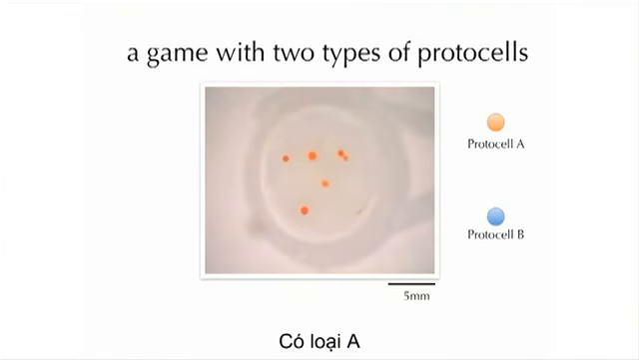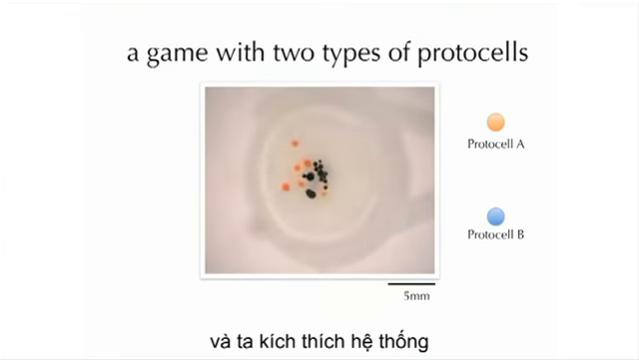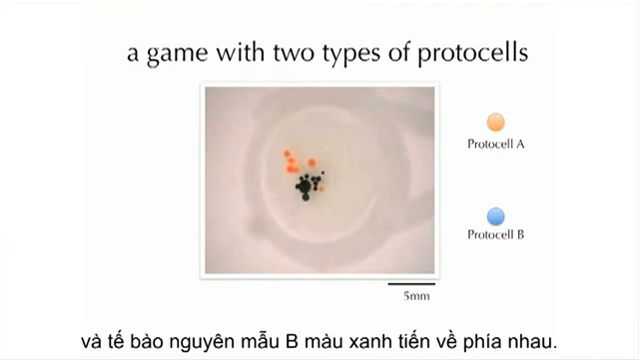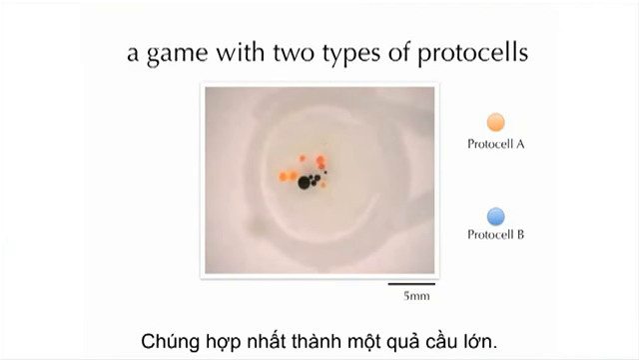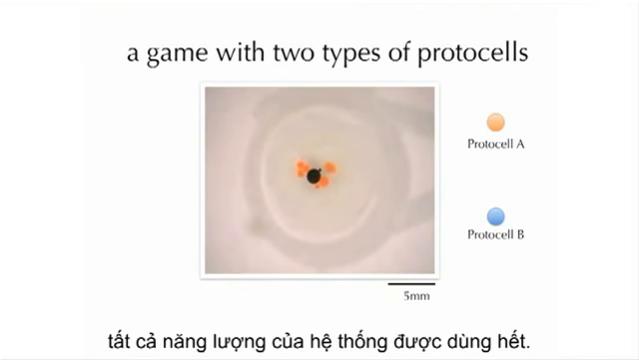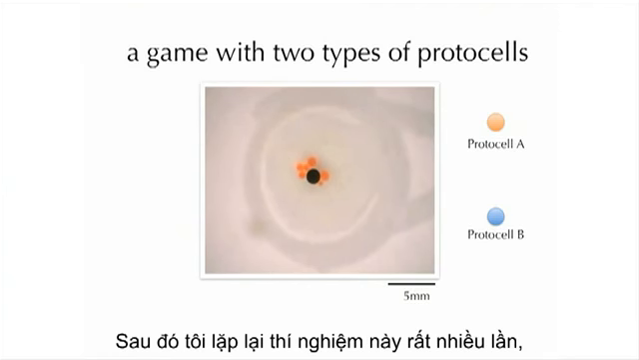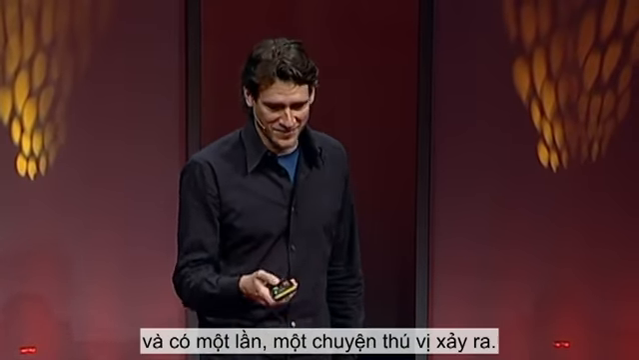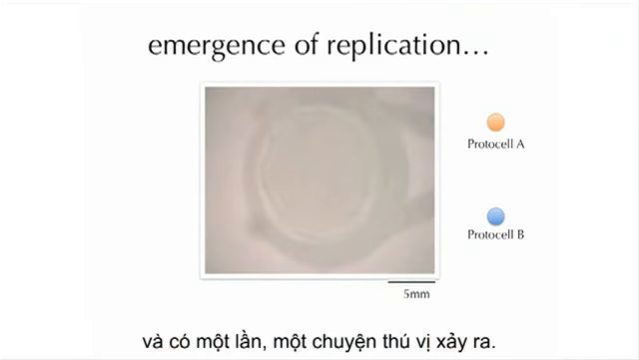So there's population A, there's population B, and then we activate the system, and protocell B's, the blue ones, they all come together, they fuse together to form one big blob, and the other protocell just dances around, and this just happens until all of the energy in the system is basically used up, and then game over. So then I repeated this experiment a bunch of times, and one time something very interesting happened.